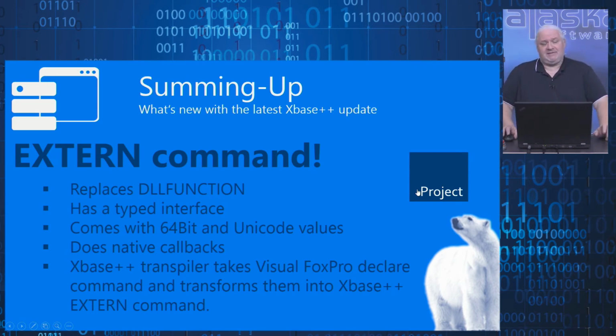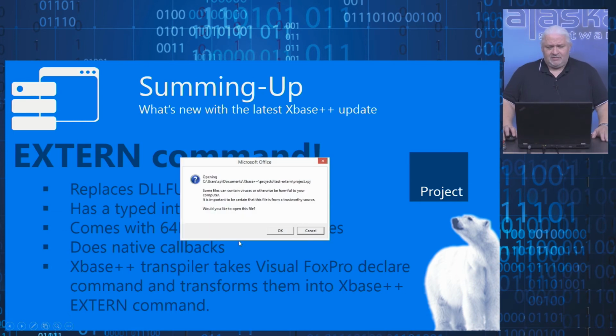The new extern command has a type interface. It supports Unicode, it supports callbacks, and it supports 64-bit values. So overall, we try to resolve all shortcomings of the former DLL function. We also looked into the Visual FoxPro declare command and added anything which was missing. Which, by the way, is the reason why with the transpiler now, it's possible to transpile all existing declares to the new extern command. So we'll see how this will turn out in the next updates. Let's have a look into that.